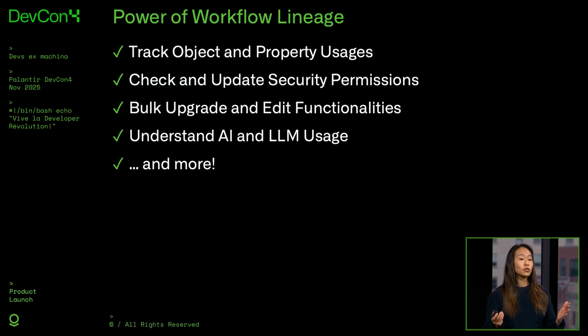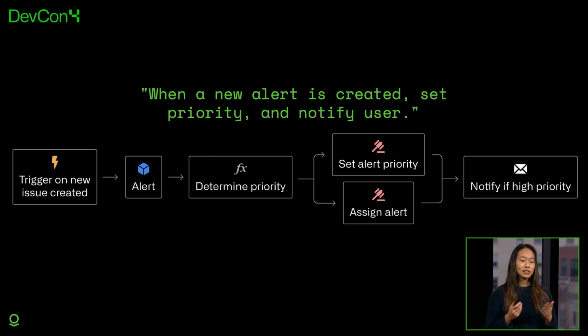So even just with those few features that I've highlighted, workflow lineage has clearly made a lot of users' lives easier in the field already with existing workflows. But what about our initial problem of how do we make workflow building easier for users? Let's take a quick example. Let's say I want to notify someone when an outage alert with high priority comes in. So in plain English, this is pretty straightforward. When an outage alert comes in, see if it's high priority, and if it is, then notify the user.